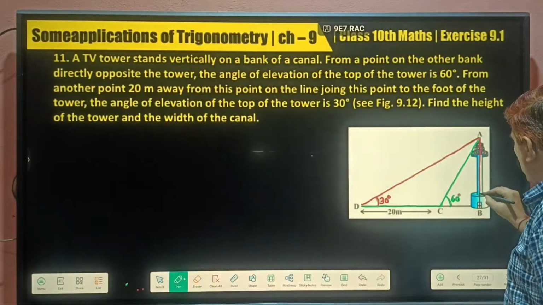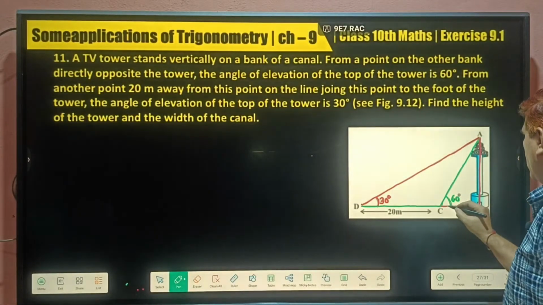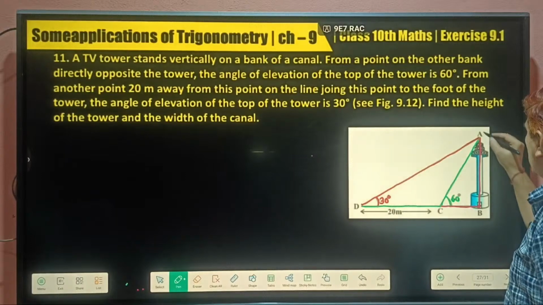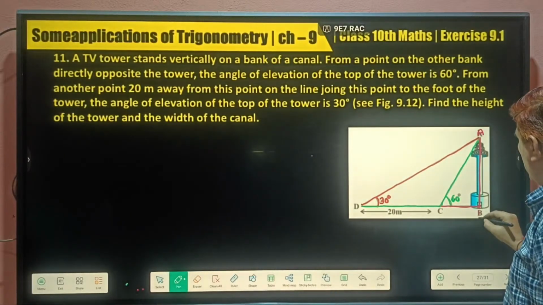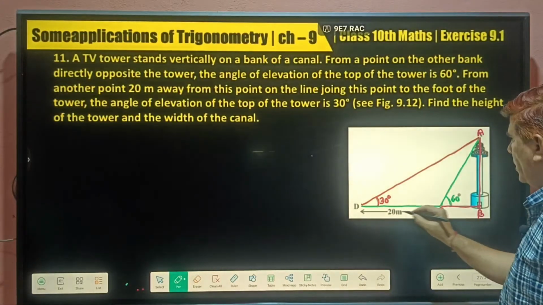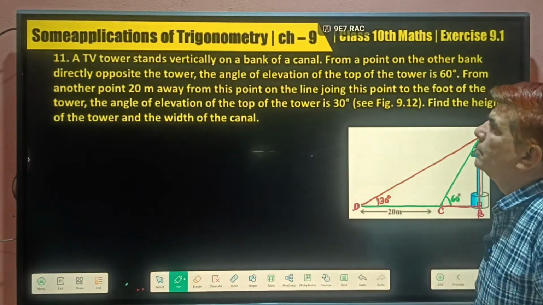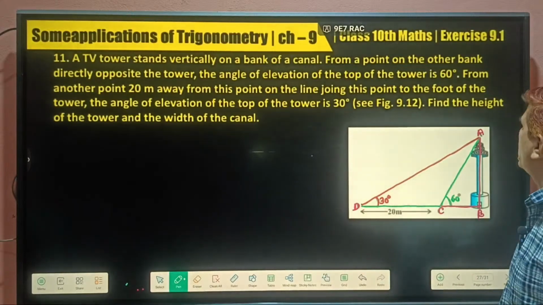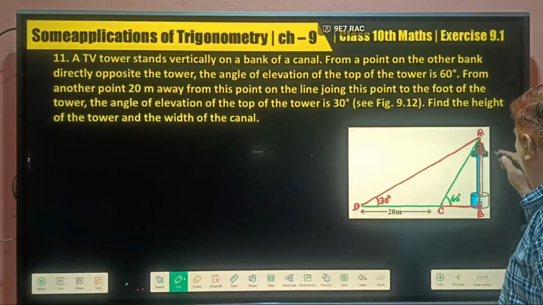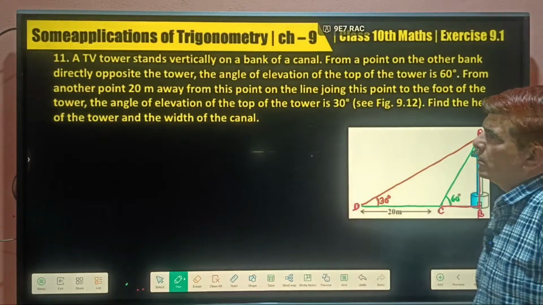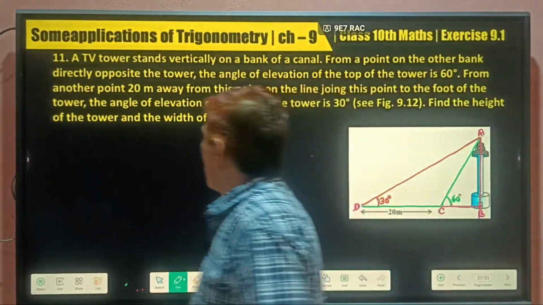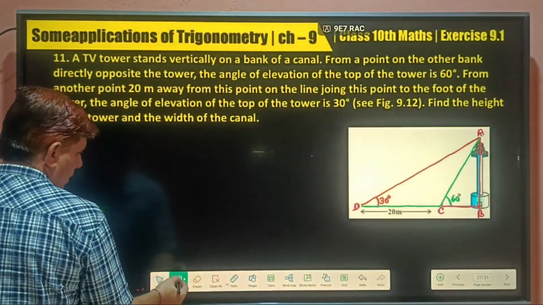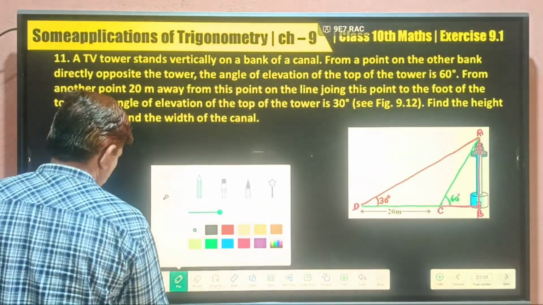This is the height of the tower. Name of this point is A, B, C, and this is D. Find the height of the tower. Which one is the height of the tower? AB. And the width of the canal. So we can solve it.